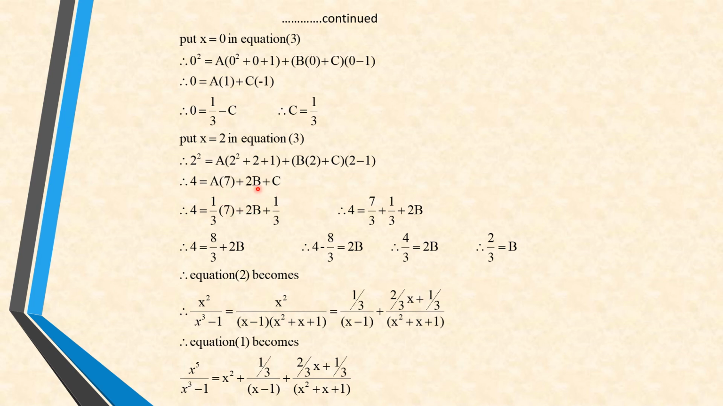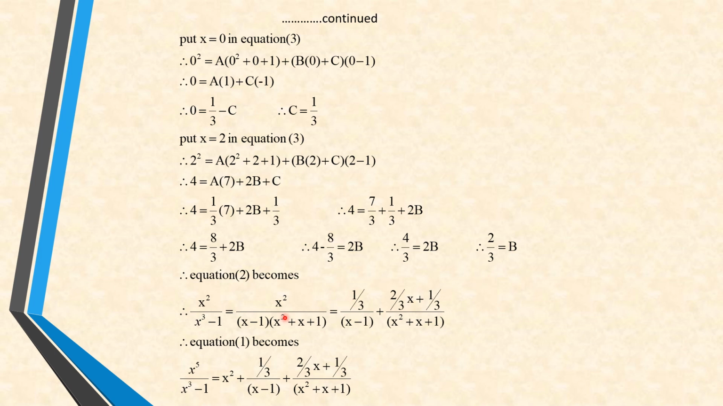Put the values of A and C, 1 by 3, 1 by 3. We will get 4 equal to 7 by 3 plus 1 by 3 plus 2B. I have taken the fractional parts together, which will give me 8 by 3. Now move 8 by 3 to the left hand side. So 4 minus 8 by 3 equal to 2B. Simplify this equation, we will get the value of B as 2 by 3.